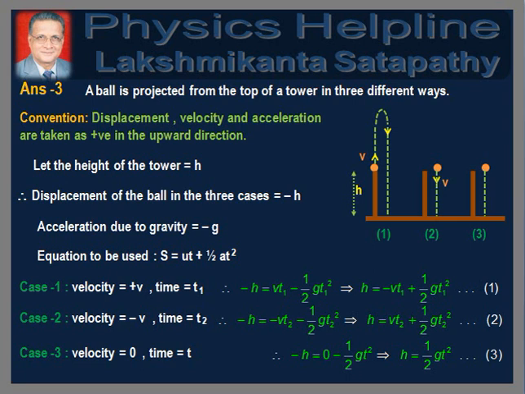And in the third case, the ball is dropped. Therefore, initial velocity is equal to 0. Acceleration is equal to minus g. Time taken is equal to t and displacement is equal to minus h. Therefore, we get minus h is equal to 0 minus half g t square. This implies h is equal to half g t square.